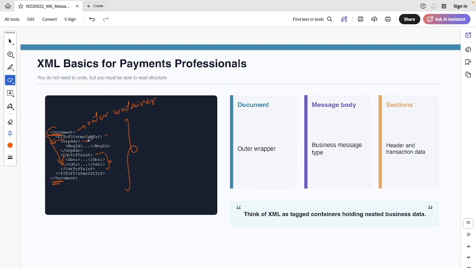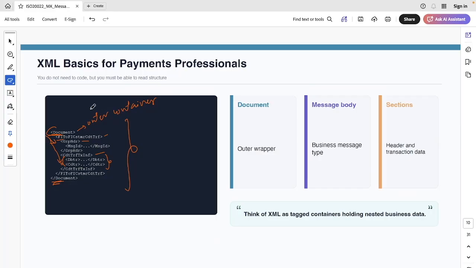First, identify the message type. Then identify the group header. Then identify the transaction blocks. Then look for your identifiers, amount, parties, and so on. If you can do that, you can participate confidently in mapping discussions, in defect analysis and UAT validation without pretending to be a developer.